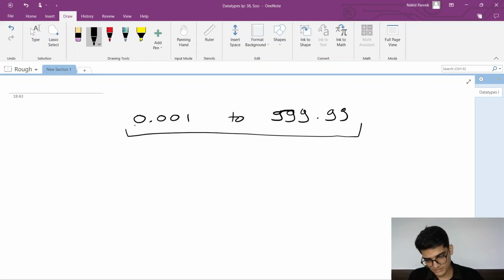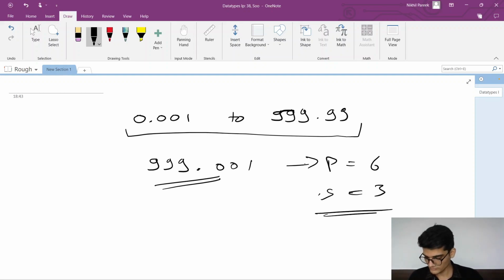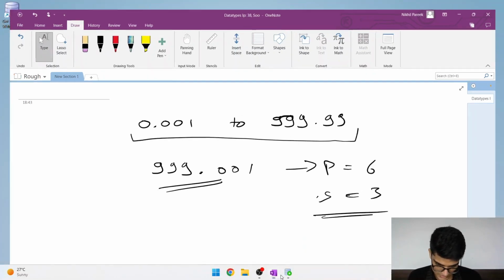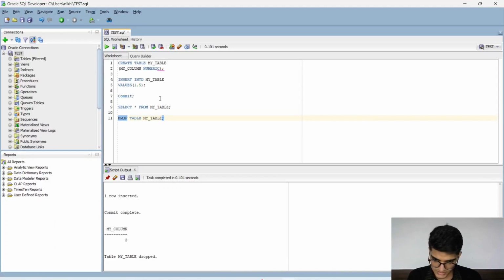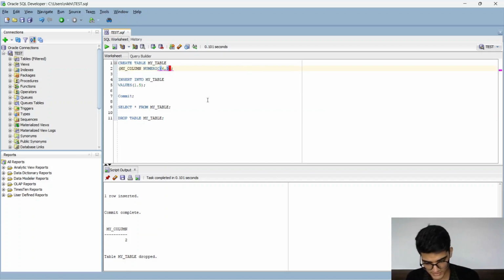So for this range we will combine both values and the combination would be 999.001. Okay, and for this value our precision is equal to 6 and scale is equal to 3, right? So we will use our GUI and now we will declare our precision and scale here. So our precision is 6 and scale is 3, right? So it's perfectly fine.